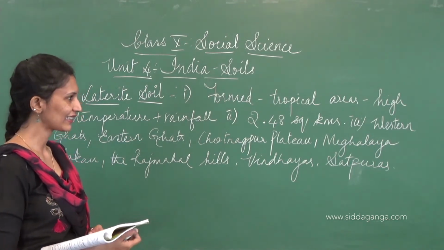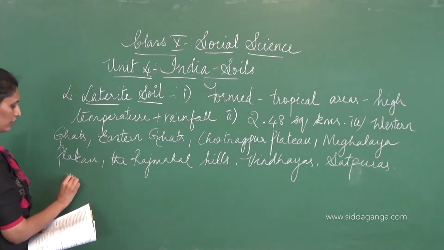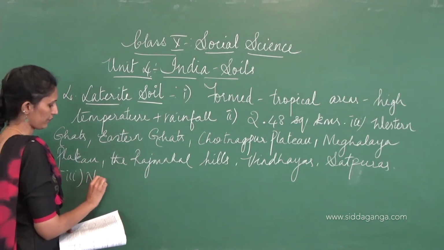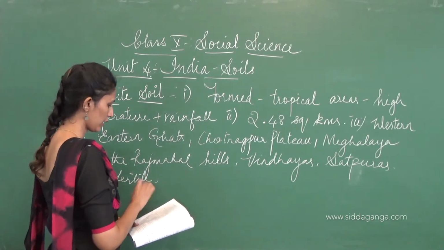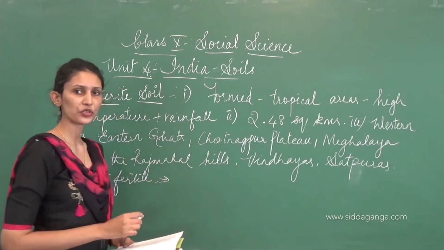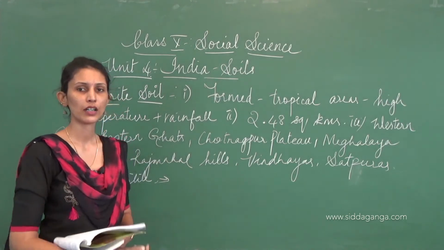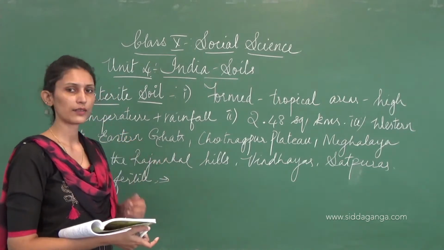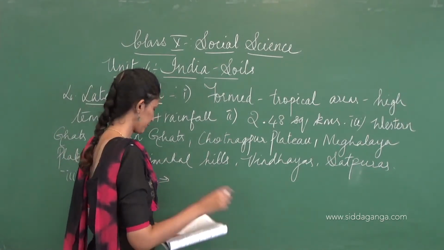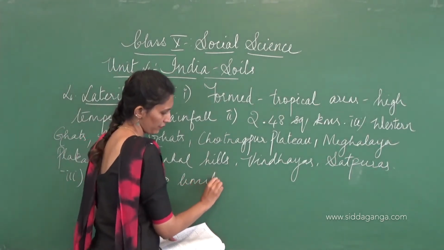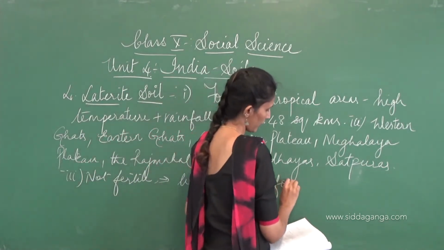Now this soil is not fertile, and you can't use much of this soil for agriculture. So there is a limited use for agriculture. A lot of this soil cannot be put into the production of any crops.